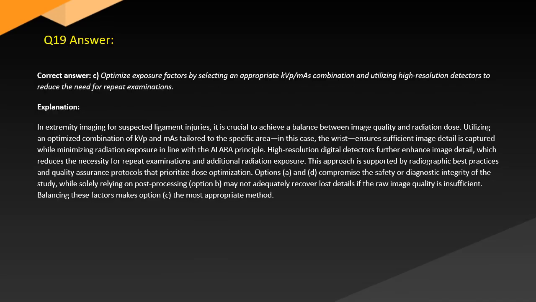Answer. Correct answer: C. Optimize exposure factors by selecting an appropriate kVp and mAs combination and utilizing high-resolution detectors to reduce the need for repeat examinations. Explanation. In extremity imaging for suspected ligament injuries, it is crucial to achieve a balance between image quality and radiation dose. Utilizing an optimized combination of kVp and mAs tailored to the specific area, in this case the wrist, ensures sufficient image detail is captured while minimizing radiation exposure in line with the ARRT principle.